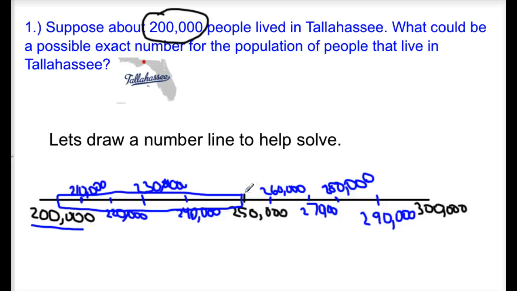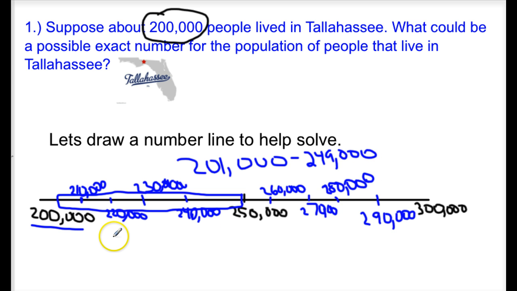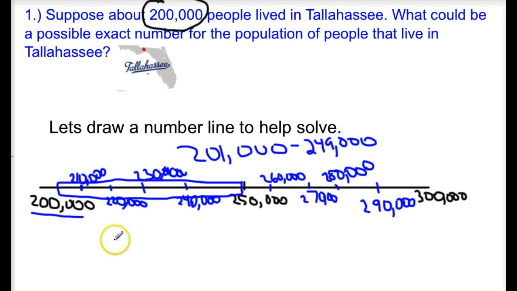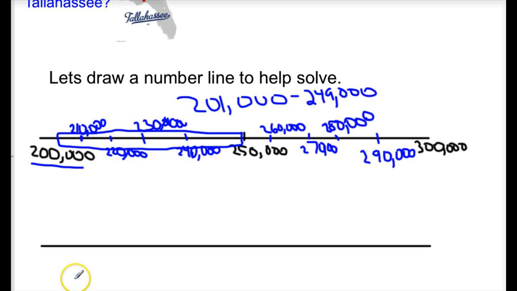So those numbers would be represented as 201,000 through 249,000. So these are all the numbers that could be the possible exact or original number for this part of our number line. We're not quite done yet. We need to do another number line to represent the second part.